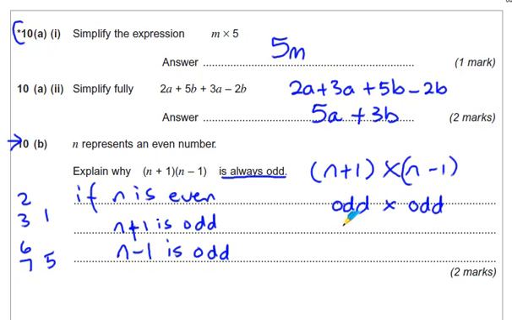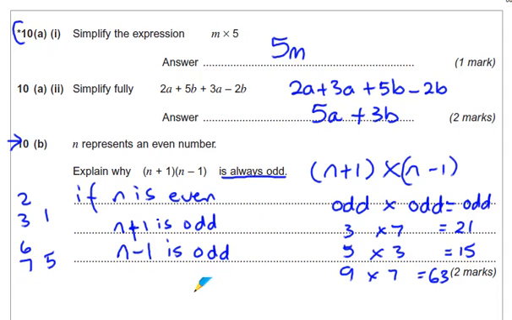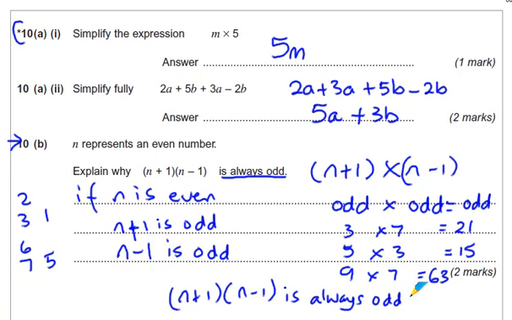So let's do a few examples there. If we had 3 times 7, that would be equal to 21, which is odd. If we had 5 times 3, that would be 15. If we had 9 times 7, that would be 63. Always an odd number. So we've shown that an odd number times an odd number is always an odd number. So therefore we've explained that n plus 1 multiplied by n minus 1 is always odd when n is even.